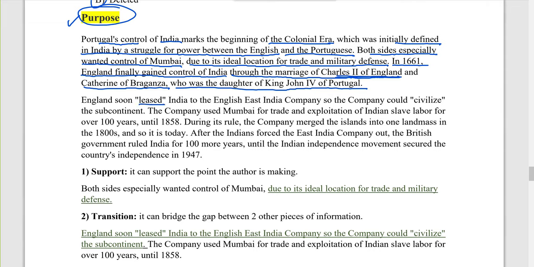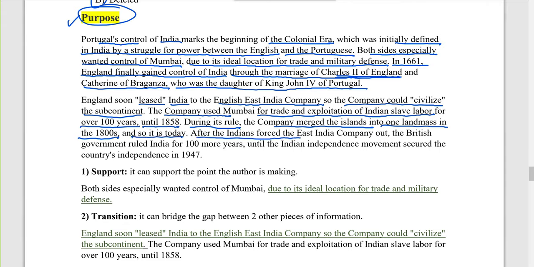England leased India. Leased means what? Rented. England soon leased India to the English East India Company, so the company could civilize and develop the subcontinent. Subcontinent, these Asian countries, like India. The company used Mumbai for trade and exploitation of Indian slave labor for over 100 years, believe it or not, until 1858. During its rule, the company merged the islands into one land mass in the 1800s. They united them. And so it is today.